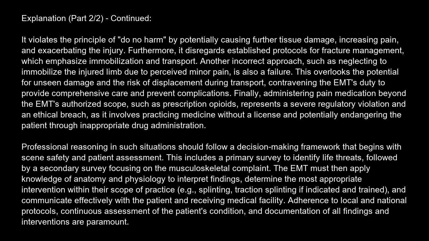Professional reasoning in such situations should follow a decision-making framework that begins with scene safety and patient assessment. This includes a primary survey to identify life threats, followed by a secondary survey focusing on the musculoskeletal complaint. The EMT must then apply knowledge of anatomy and physiology to interpret findings, determine the most appropriate intervention within their scope of practice, e.g., splinting, traction splinting if indicated and trained, and communicate effectively with the patient and receiving medical facility. Adherence to local and national protocols, continuous assessment of the patient's condition, and documentation of all findings and interventions are paramount.